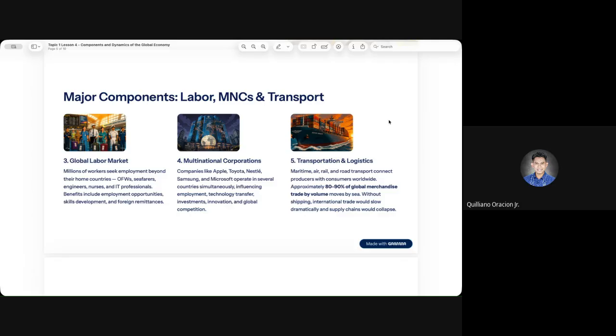Example, we have our famous fast food here in our country, the Philippines, Jollibee. Take note, Jollibee started in the Philippines. But today, we have Jollibee franchises in the US, Canada, Middle East, Europe. And that's becoming multinational.